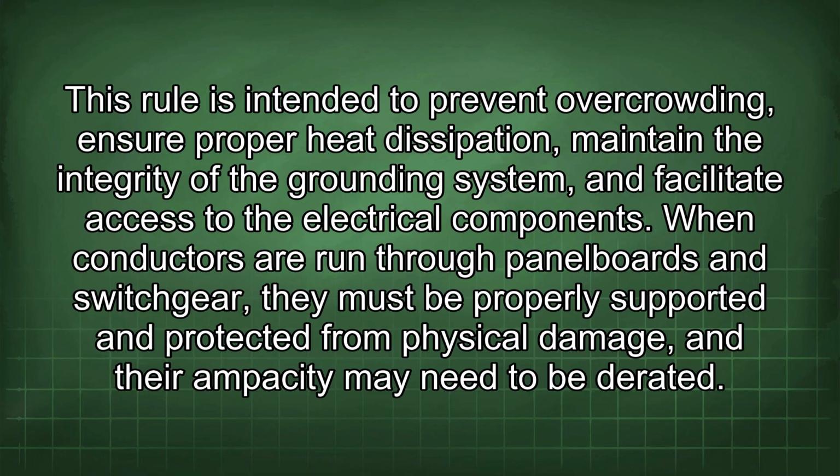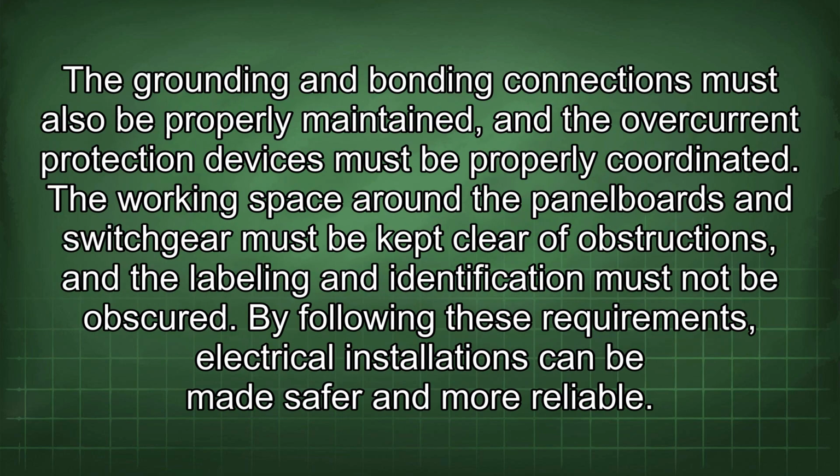When conductors are run through panel boards and switchgear, they must be properly supported and protected from physical damage, and their ampacity may need to be derated. The grounding and bonding connections must also be properly maintained, and the overcurrent protection devices must be properly coordinated. The working space around the panel boards and switchgear must be kept clear of obstructions, and the labeling and identification must not be obscured. By following these requirements, electrical installations can be made safer and more reliable.